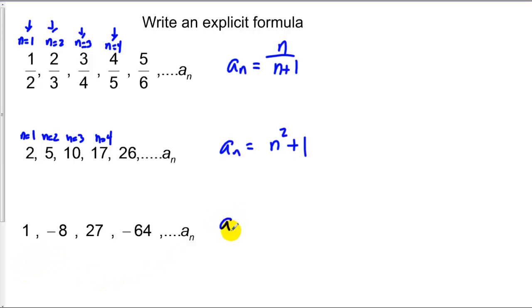You'll see that this also has some kind of power function within it because I have 1, 8, 27, 64. These are all perfect cubes. Alright? So if I were to go n cubed, that would almost get me there. However, first term's positive, second term's negative, third term's positive. By plugging in 1, 2, and 3, I'm not going to get that alternating power. What if I had a negative n cubed?